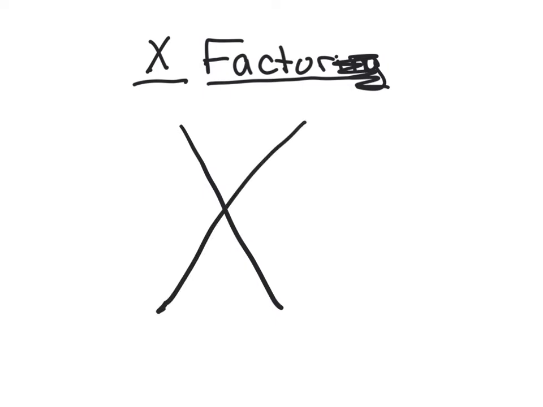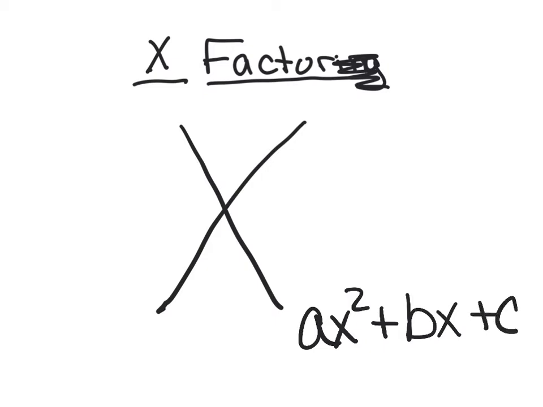Okay, a quadratic form is ax squared plus bx plus c. All right, so this is a quadratic expression. When I put equals 0, it's a quadratic equation. Okay, so a is the coefficient of x squared, b is the coefficient of x, right, and c is our constant. So what we're looking at today is factoring when a equals 1.